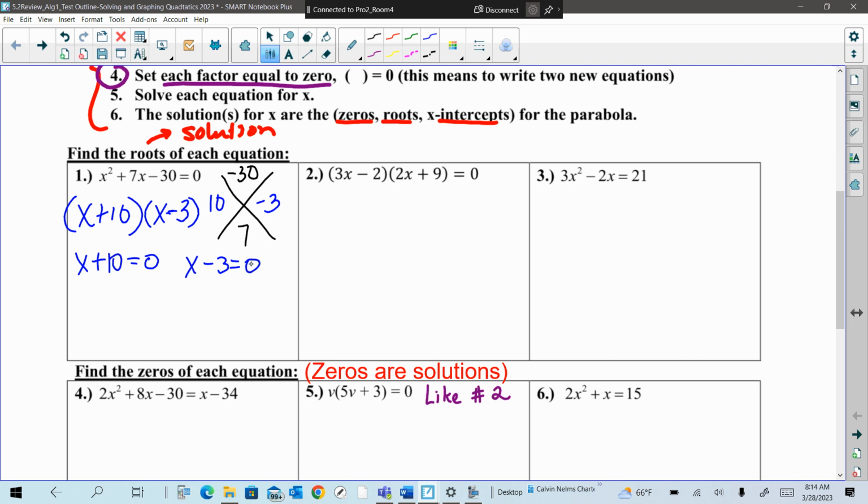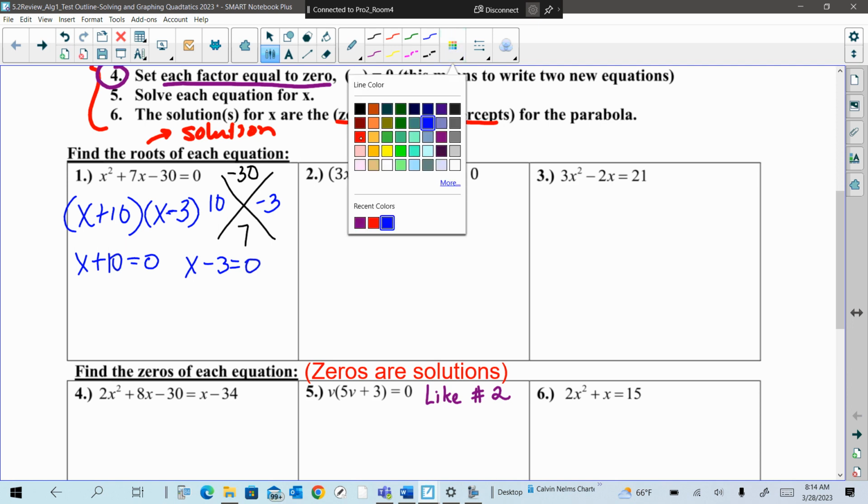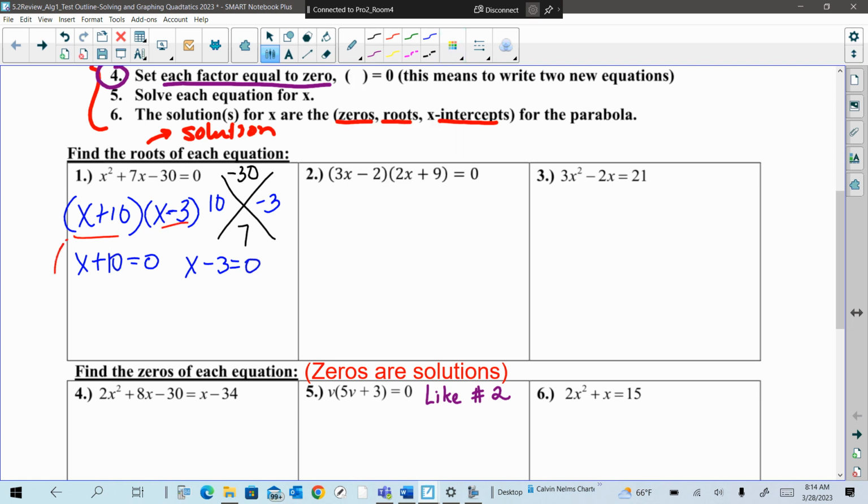So if you want to jump from the factor form, which is these parentheses, and go straight to showing x equals negative 10 and x equals positive 3, that's fine. But this is what we're trying to get as an answer choice, the actual value for x.